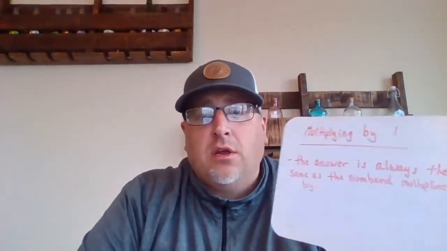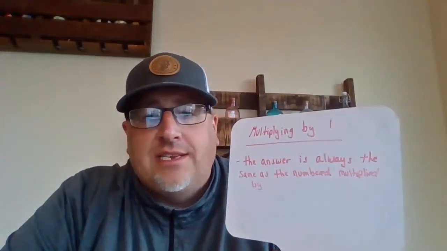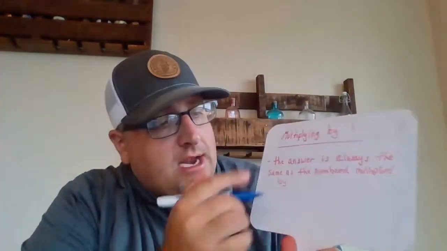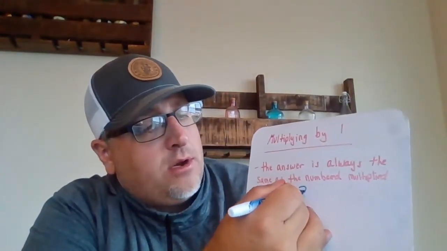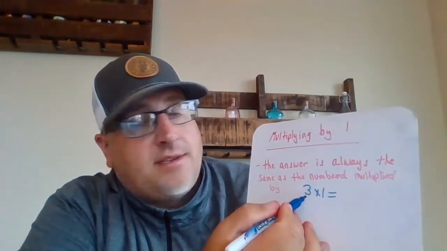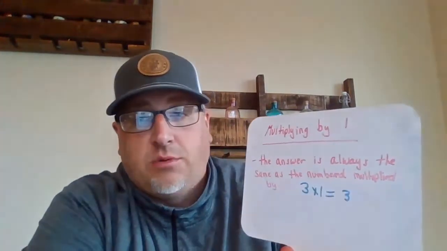So first, let's start by multiplying by 1. The answer is always the same as the number being multiplied. It does not matter what you put in there. So if I put 3 times 1, that's the number that's being multiplied. 3 times 1 equals 3.